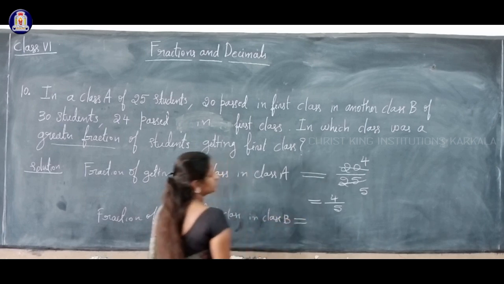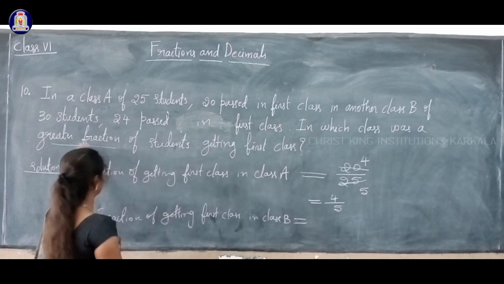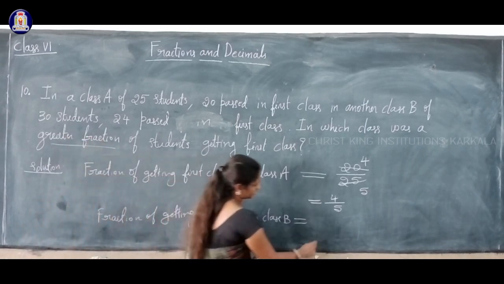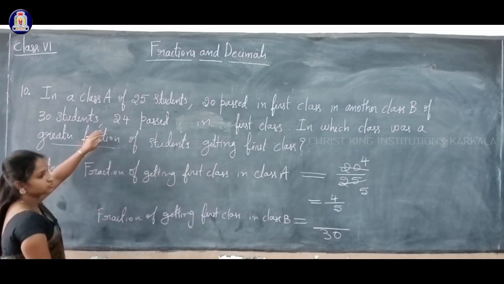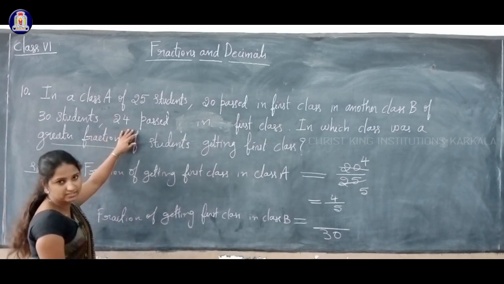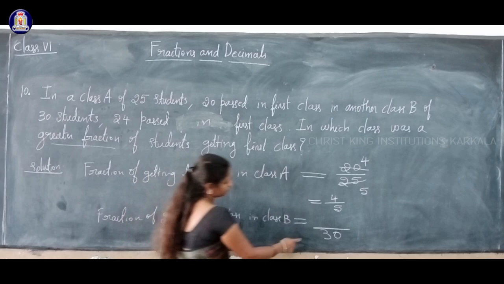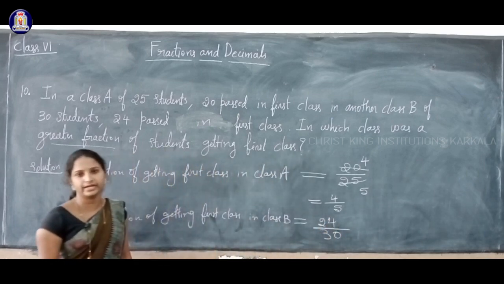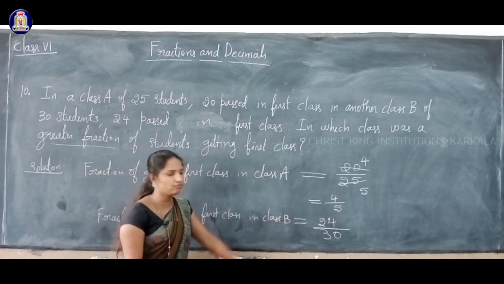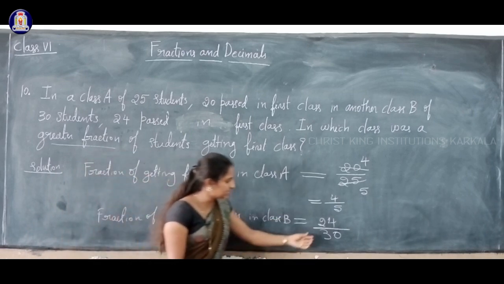So now in class B there are 30 students. In that, only 24 students passed in first class. We can write, out of 30, 24. So 24 divided by 30. We can simplify this.